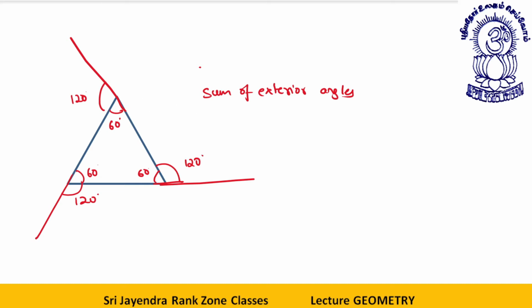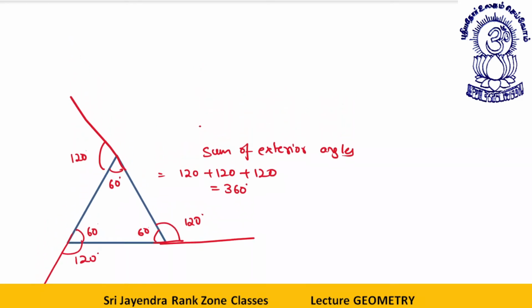That is equal to 360 degrees. How come? 120 plus 120 plus 120, that is 360 degrees.